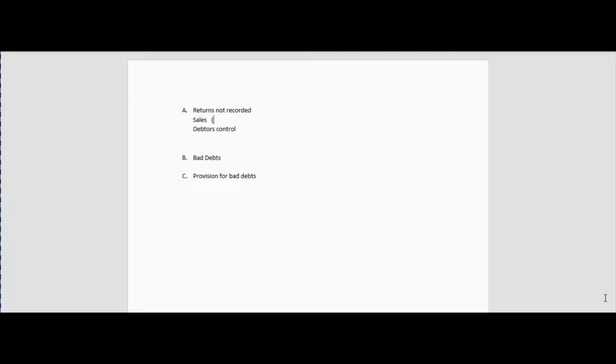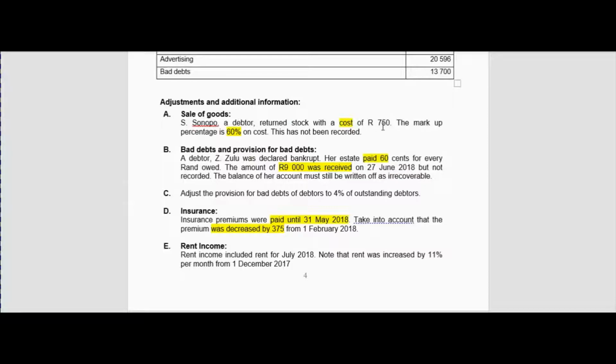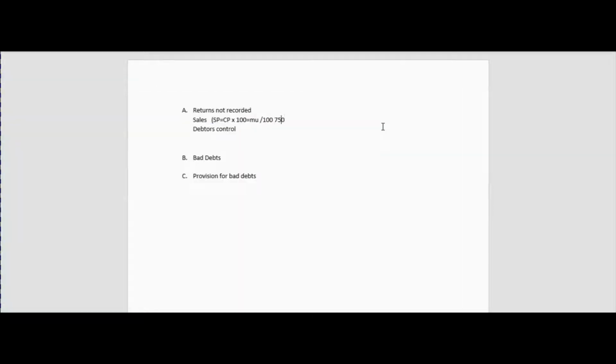The sales, they give me the cost of sales, so I'll have to calculate sales. To do that, I'll use that grade 9 formula, and that is selling price equals cost price times the 100 plus the markup divided by 100. So let's do that. The cost price, they say, is 750. So it is 750.